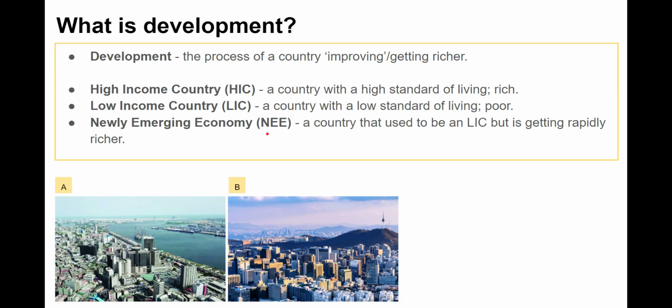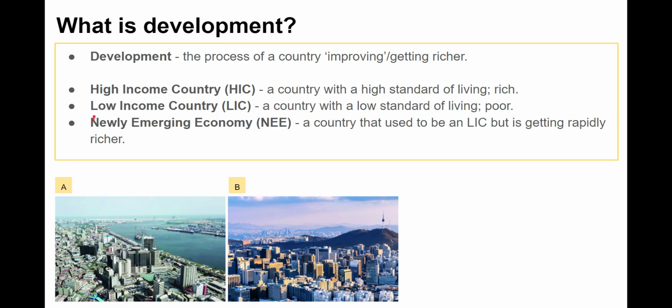These NEEs, or newly emerging economies, are countries that used to be LICs but are getting rapidly richer. So they're newly emerging, their economies are emerging from poverty and they're getting richer. So these are countries that you might say are in between HICs and LICs. Two really good examples of these countries are China, remember, we studied China when we were looking at Asia, and also India. These countries are industrializing very, very quickly, and they're getting richer very, very quickly.